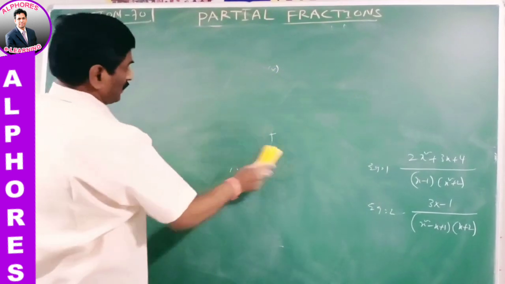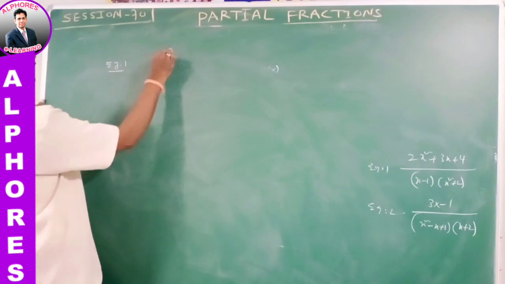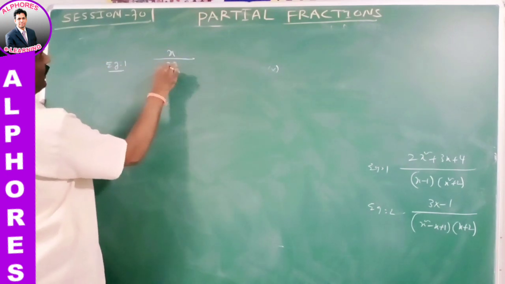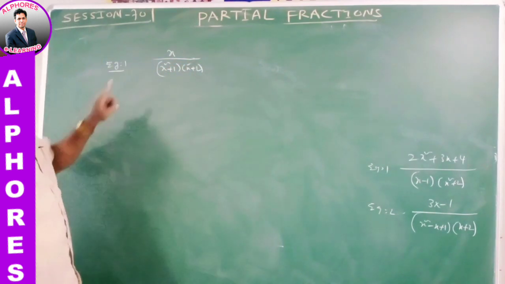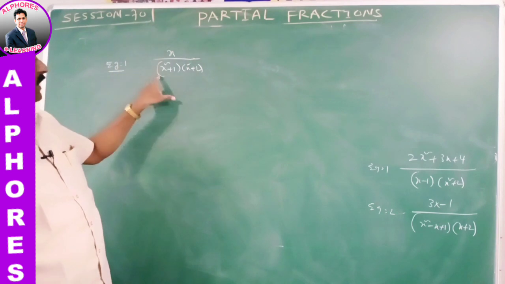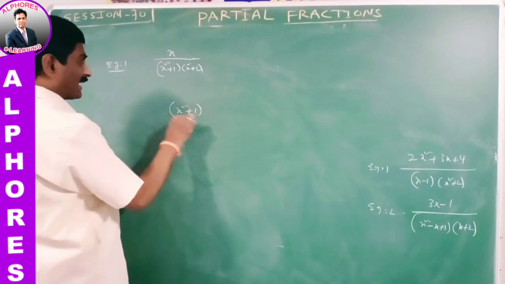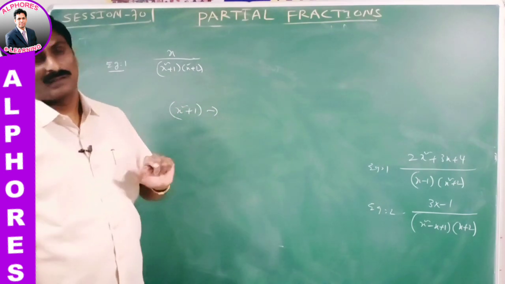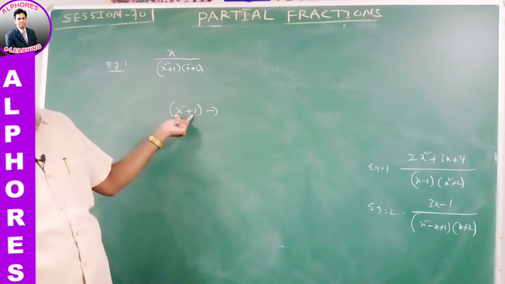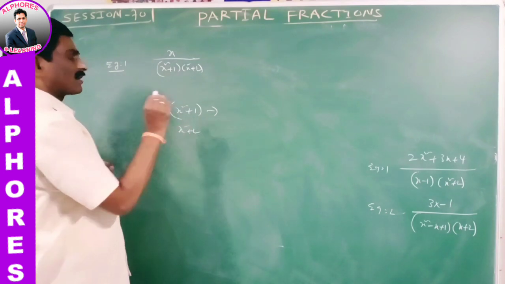For example, the problem is in this way. Example 1, please write this value. x by x square plus 1 into x square plus 2. The degree of the numerator is 1, the degree of the denominator is 4. And at the same time, x square plus 1 is a quadratic and it cannot be resolved into factors. For x square plus 1, delta is less than 0, no factors. So, it is an irreducible quadratic. Similarly, x square plus 2 is also irreducible.